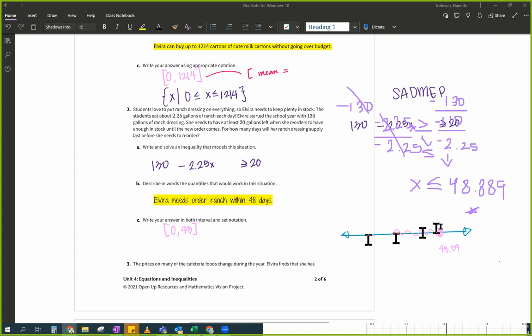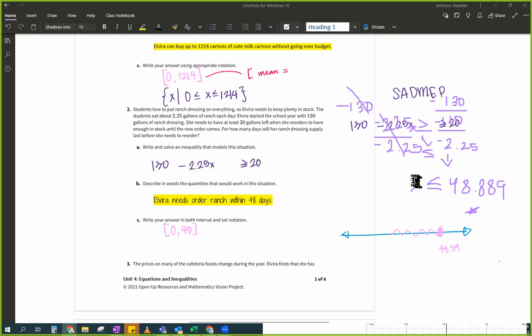Whenever you have equal to here, we use brackets, meaning she can order on the 0th day. Like she can order today if she wanted to, right? She can order today. She's going to have a lot of ranch in her stockpile. But yeah, so she can order on day 0. She can also order on day 48. That's why we are using brackets. Does that make sense?